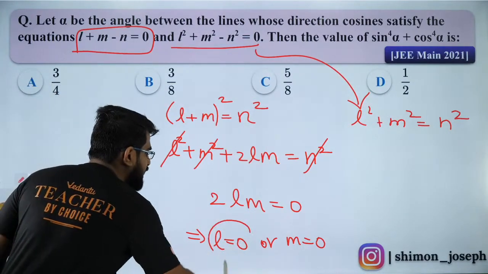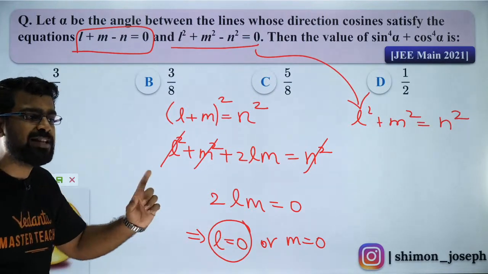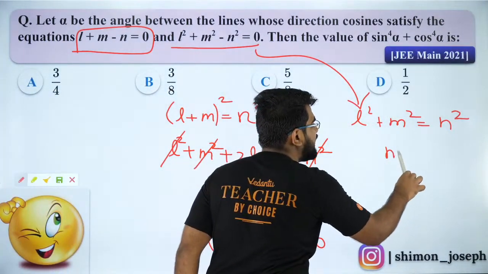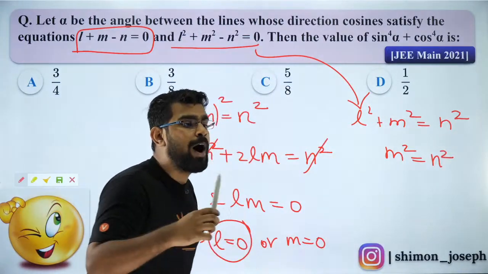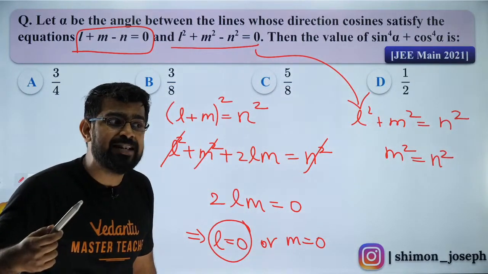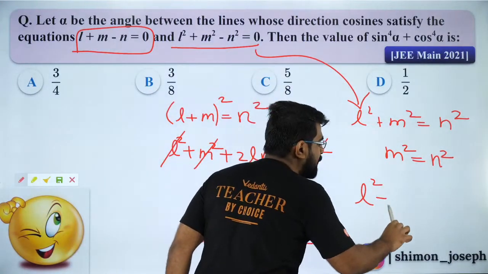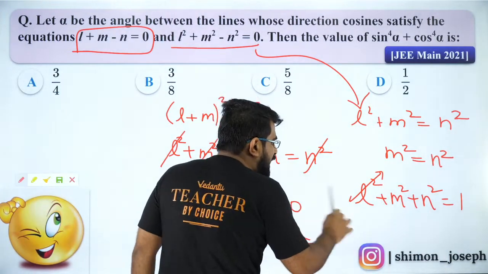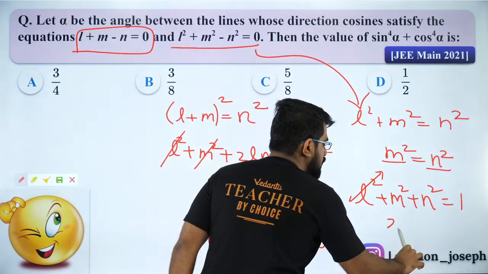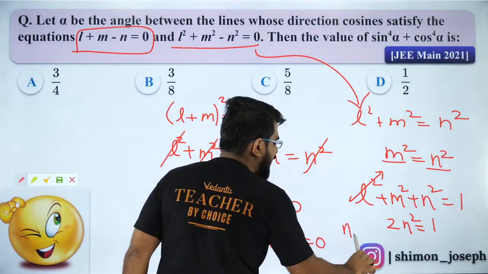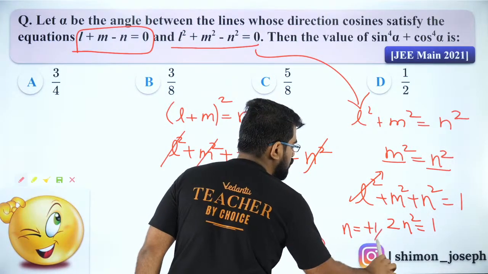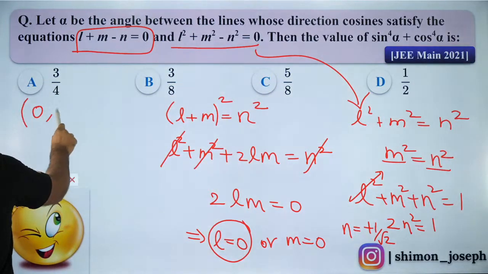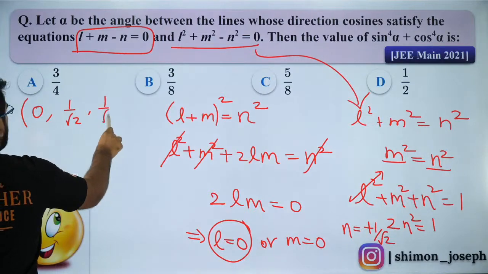Now, let us say, my dear students, L is 0. I'm going to do it case by case. So please listen carefully. If L is 0, I will get M square is equal to N square. And what is the other relation I know for direction cosines? For direction cosines, I know that L square plus M square plus N square is equal to 1. Now M square is equal to N square, so I'll get 2N square is equal to 1. So I will get N is equal to plus or minus 1 by root 2. Let's take plus 1 by root 2. So I will get L is 0, M is equal to N. So this is one solution.